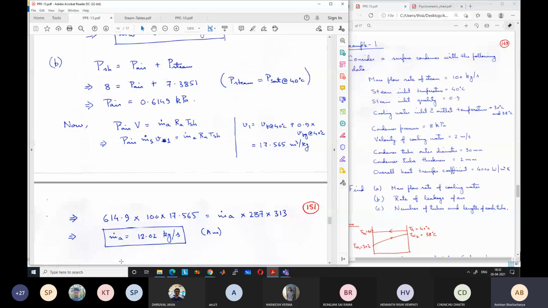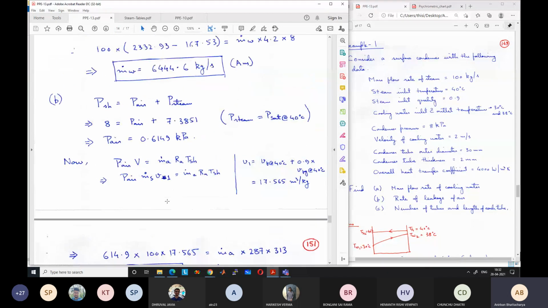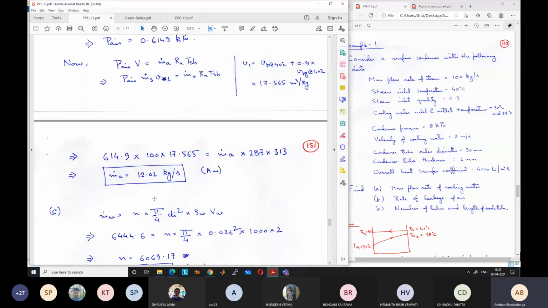So mass flow rate of leakage of air is 12.02 kg per second. We can see it's not a negligible amount, because the mass flow rate of steam is quite high. Mass flow rate of air is also considerable, 12.02 kg per second.